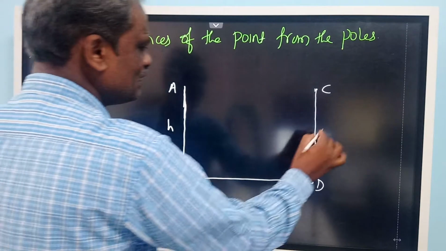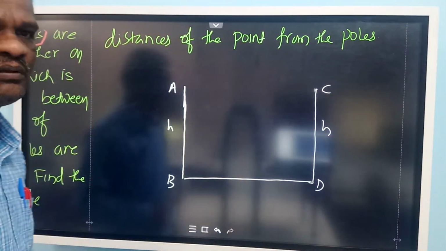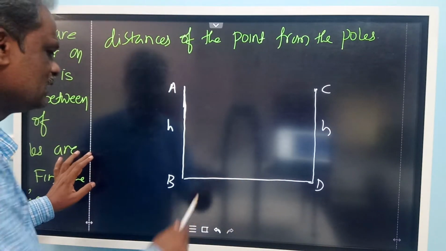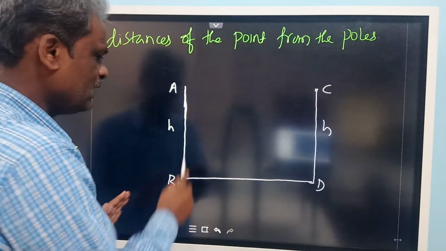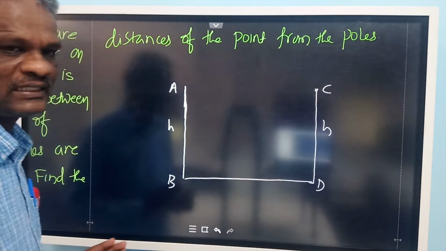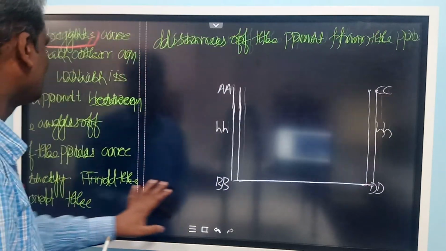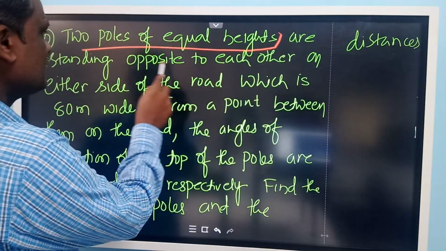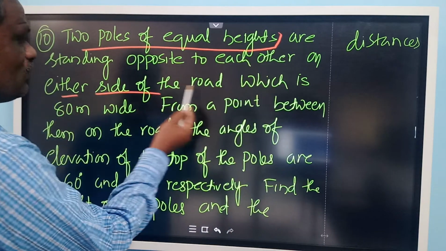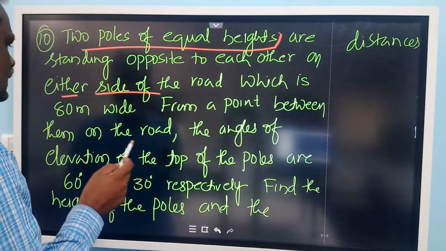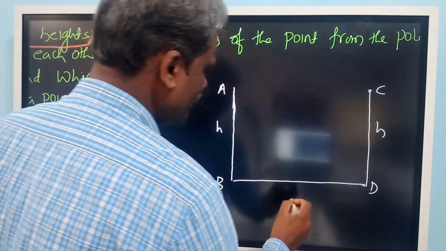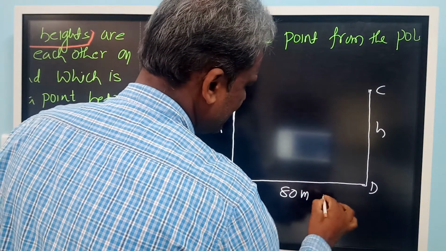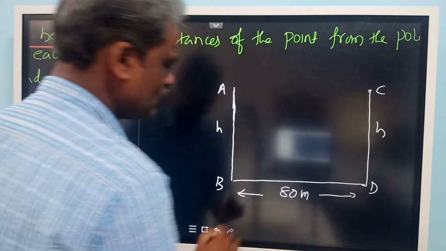This is H, which means this is also H. Heights of the poles are equal. So this is the road. On the ends of the road we have two poles AB and CD equal in height, opposite to each other on either side of the road, which is 80 meter wide. So that means the road is 80 meter. From here to here it is 80 meter.